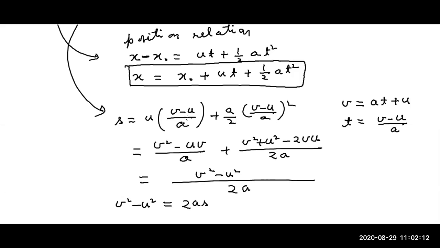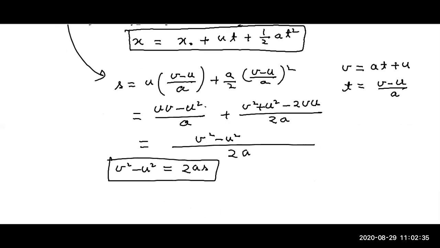So let us check it again. So that is u square. Sorry, this one is uv minus u square. So if we solve it, we are going to get this thing, and finally we have this relation. So this relation you can get by this, but I am going to discuss another method.